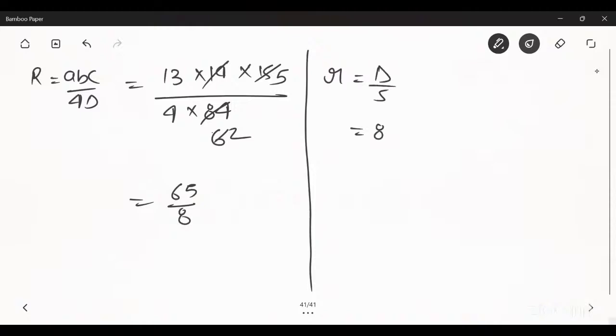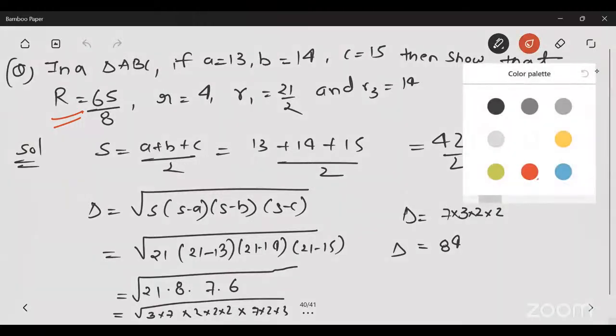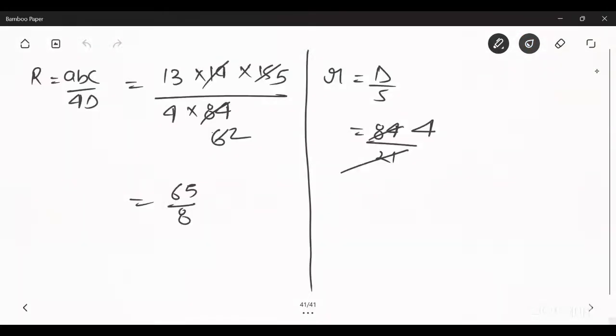Delta is 84 and S is 21. 21 times 4 is 84. Now next we have to prove R is equal to delta by S, that is 84 by 21. Our next part is R1. So R1 is equal to 21 by 2. How can we prove it? R1 is delta upon S minus A. So delta is 84 and the value of S minus A is 21 minus 13, which is 8. So 84 upon 8 is equal to 21 by 2.